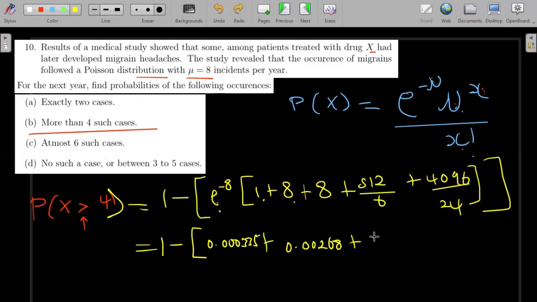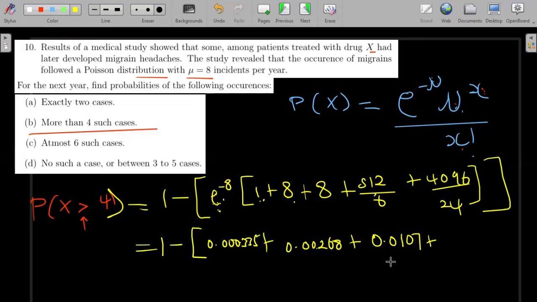Okay, so I'm going to get 0.0107 plus... no, I think I've made a mistake. So this one multiplied by this, I'm getting this. This one multiplied by this, I'm getting this, and then this one multiplied by this, I'm getting... okay, I think I forgot one value here.